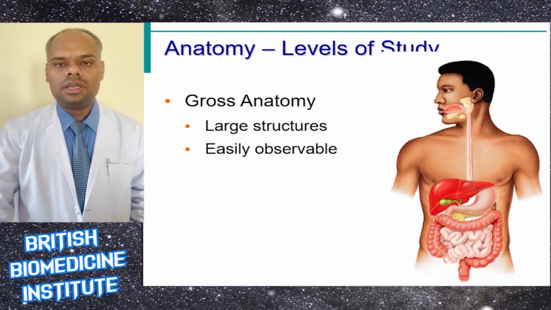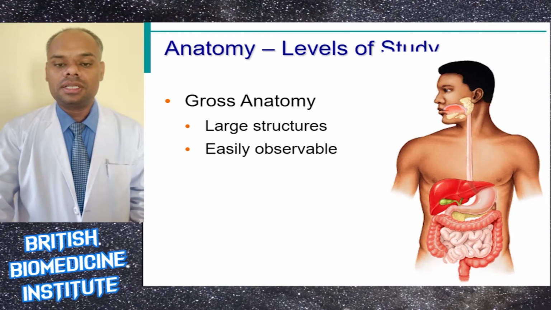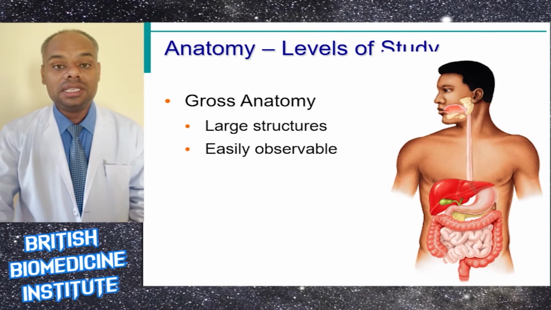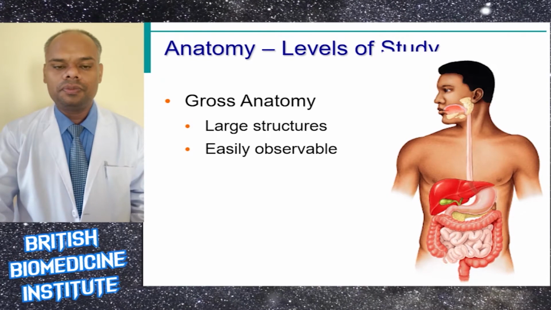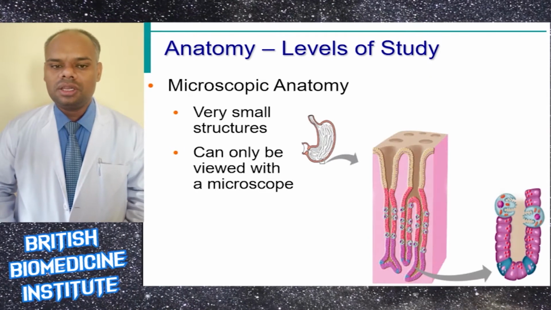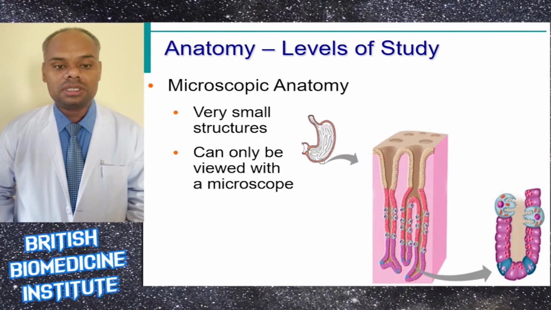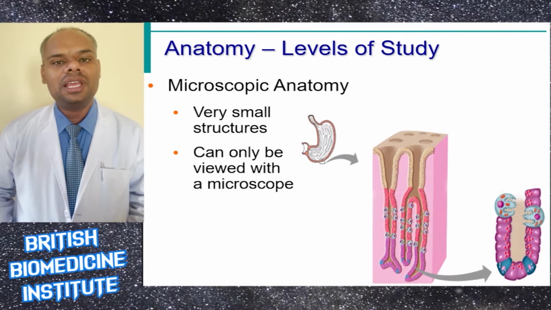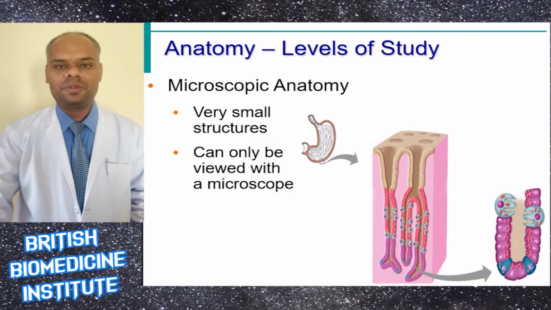So in gross anatomy there are various large structures which are easily observable, and there is microscopic anatomy, which deals with very small structures that can be viewed with the help of a microscope.